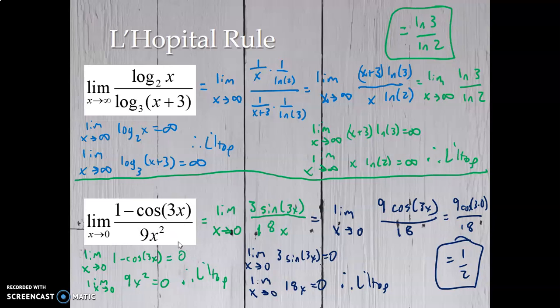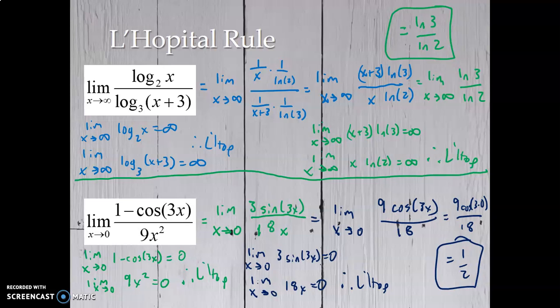Down here, this could have gone with the other video series, but I just threw it in here as extra practice. Limit on the top and the bottom both approach or evaluate to be 0, so you can use LHOP. Take the derivatives, they're still equal to 0, so you can use LHOP again, and then it simplifies down to a half. Main thing to keep in mind when you're using L'Hopital's rule.